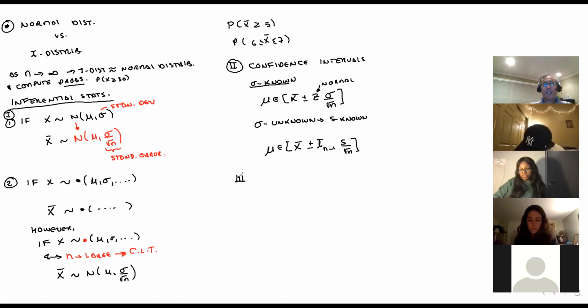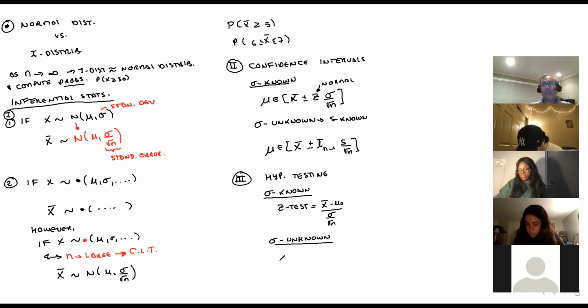And finally, guys, hypothesis testing. Again, we have sigma known, so we use the z-test. That is simply x bar minus mu zero over sigma over square root of n. And if sigma is not known, we use the t-test. The z statistic is distributed as a normal 0, 1. And the t-test, the formula is the same, but instead of sigma, use s. And this one is distributed as a t with n minus 1 degrees of freedom, what we have done now.